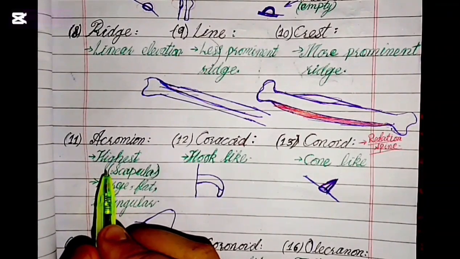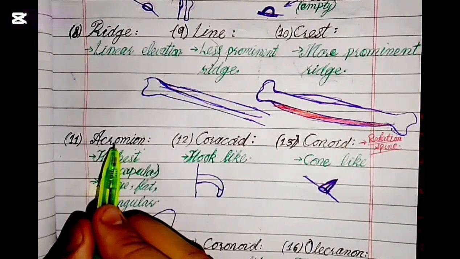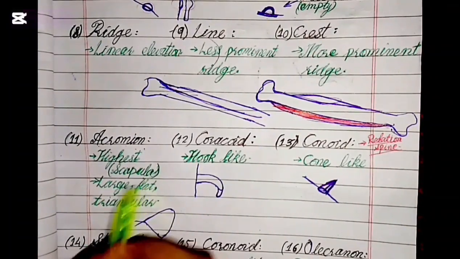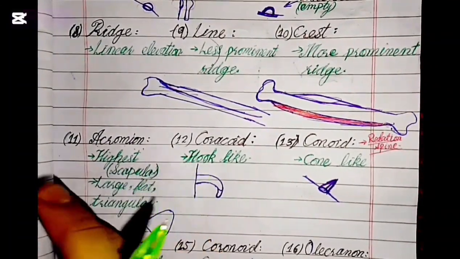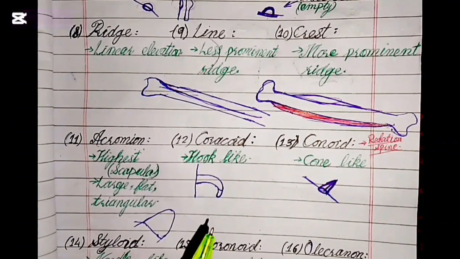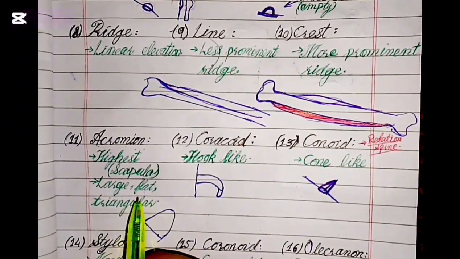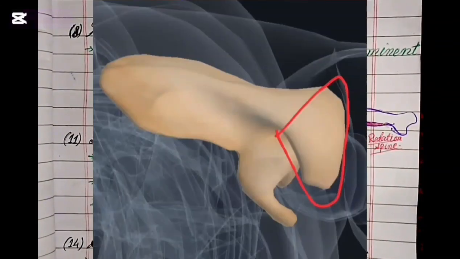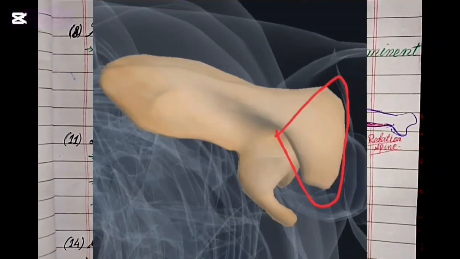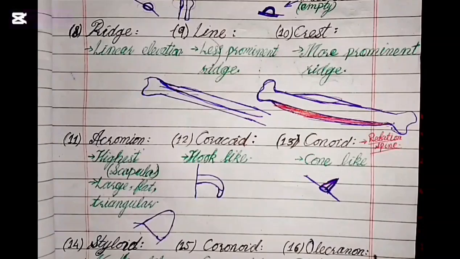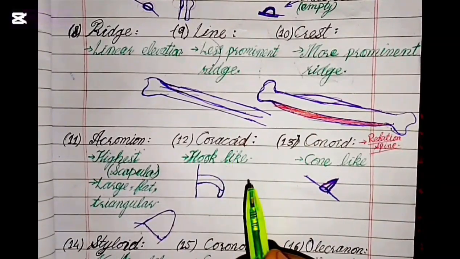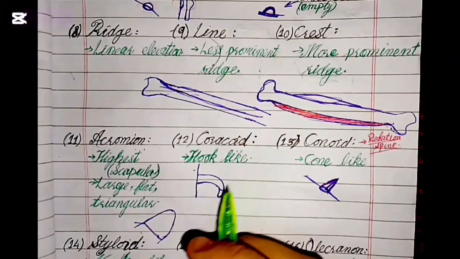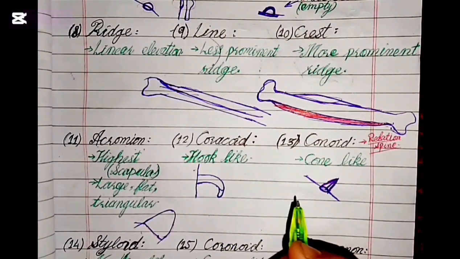Acromion. What is acromion? It is derived from a Latin word which means the highest point. The highest point of what? The highest point of the scapula. When we look at its shape, it is the largest flat triangular structure present in the scapula. This is triangular, flat and much larger. And coracoid, as the Latin word means, is hook-like. So coracoid is a hook-like projection.